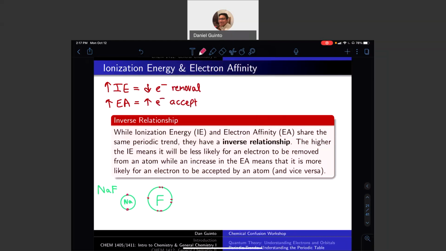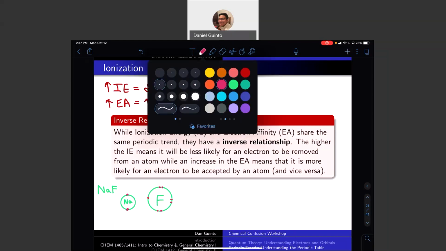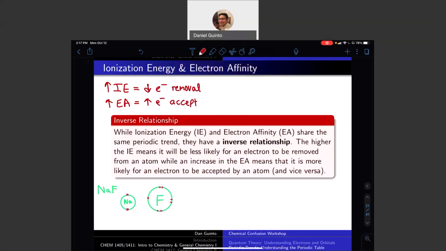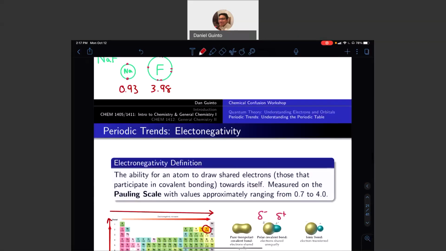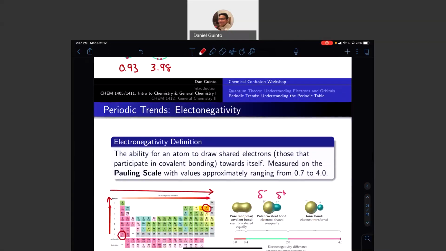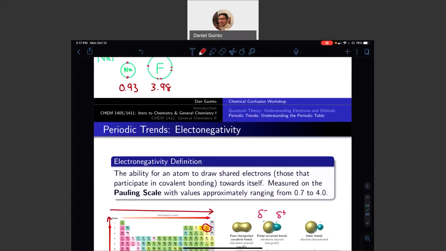What's going to happen when these two bond is determined by the electronegativity differences. So when we look at the electronegativity on the periodic table, sodium has an electronegativity value of 0.93, and fluorine has an electronegativity of 3.98. And remember, electronegativity is the ability for an atom to draw shared electrons, specifically those that participate in covalent bonding, towards itself, which we measure on the Pauling scale from 0.7 to 4.0.